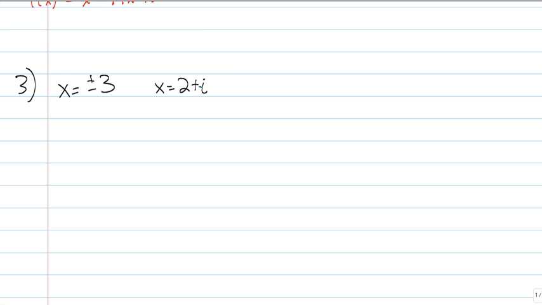Now, here's what you do here again. We don't like it in this form, so I'm going to move this over and reverse solve it again. So, if I move the 2 over, I get x minus 2 is equal to i. Now I can square both sides again. You always want i by itself or with a number in front of it, but not with a plus or minus. So, I'm going to square this whole thing.